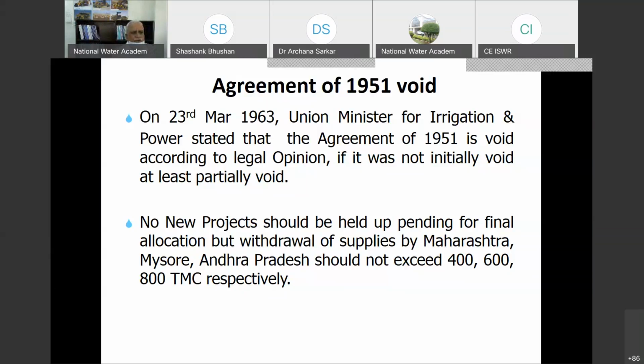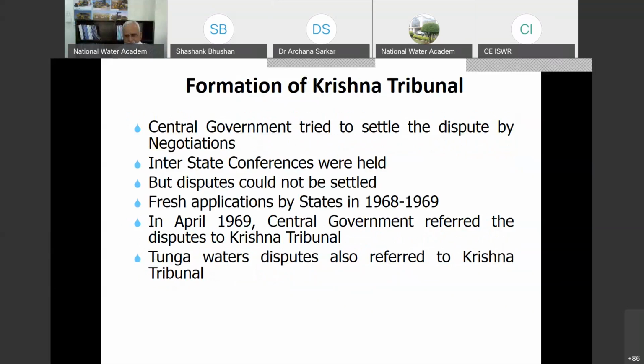No new projects should be taken up before final allocation, but withdrawal of supplies of Maharashtra, Mysore and Andhra Pradesh should be limited to 400 TMC, 600 TMC and 800 TMC respectively. TMC is 1000 million cubic feet. So with these provisions in mind, the clearance was going on.